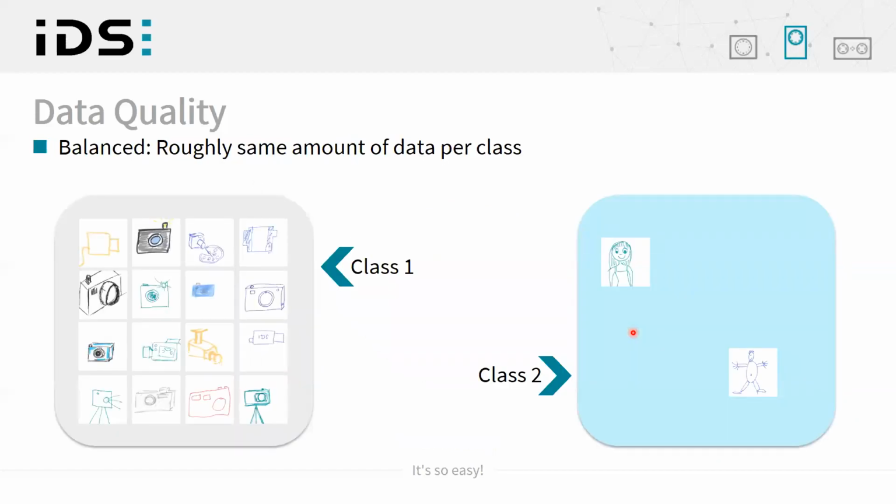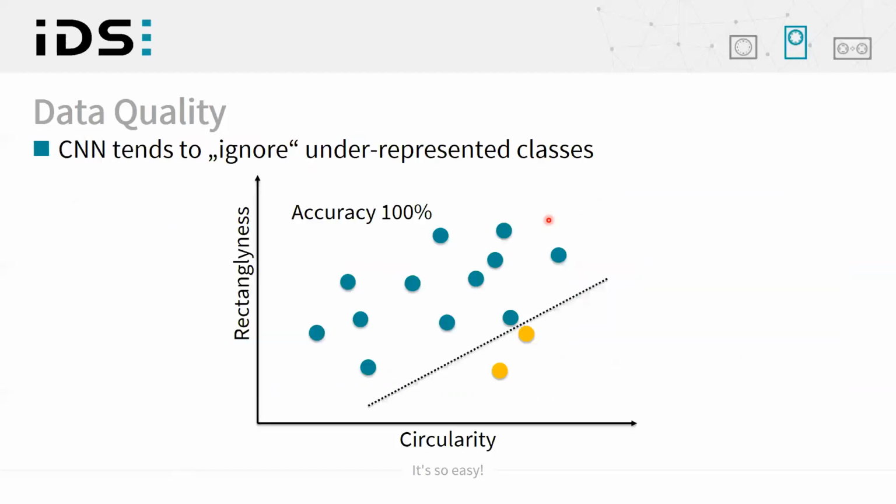Second thing to take care of is have a balanced data set. This is another example of how not to do it. We have a lot more training examples from our camera class and a lot less in our person class. If we're going back to the feature space, this would look somewhat like this. So the green dots represent the cameras, the yellowish dots represent the people, and an ideal neural network would learn a rule probably somewhat like this. This would mean we have an accuracy of 100% in the end.